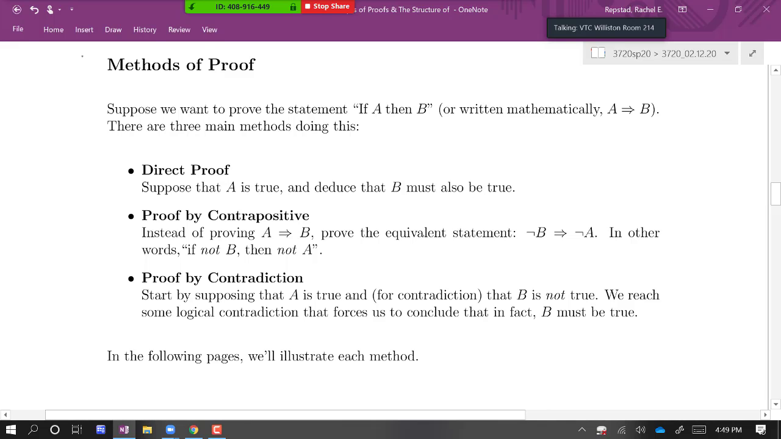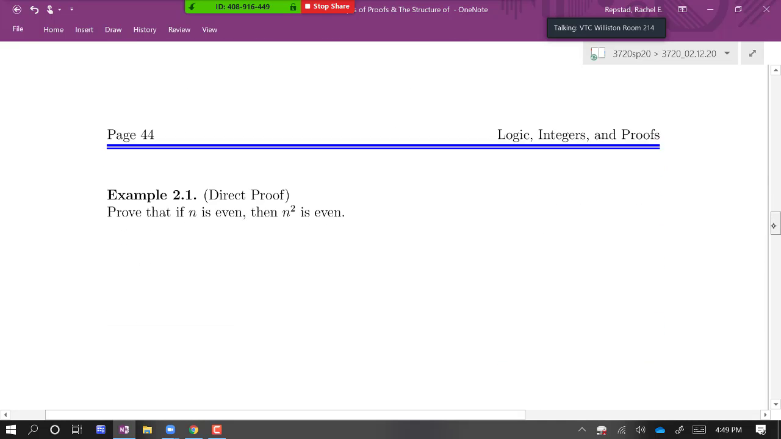And then proof by contradiction, which is one of my favorites, just says suppose that whatever you're trying to show isn't true. And if it weren't true, then the world would come crashing down around us. And since that's not happening, there must have been something wrong with my supposition in the first place. We're going to do an example of each.